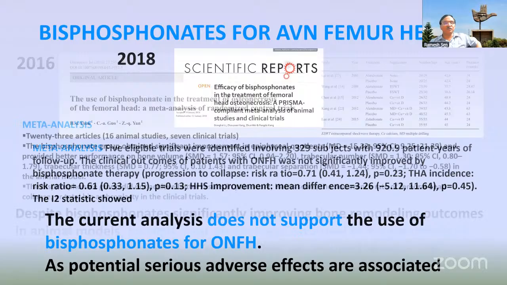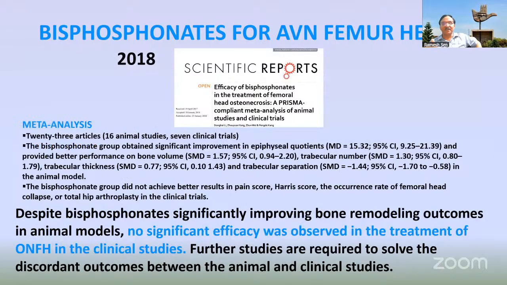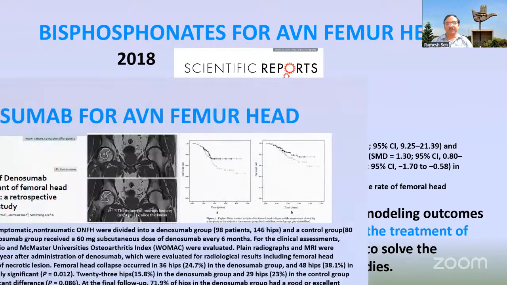Another review in 2018, a meta-analysis again of all animal studies and clinical trials. They say despite bisphosphonates improving bone remodeling in animal models, no significant efficacy has been observed in clinical studies. So there is a discrepancy between what was seen experimentally and what is seen clinically. So they are not in favor of this.